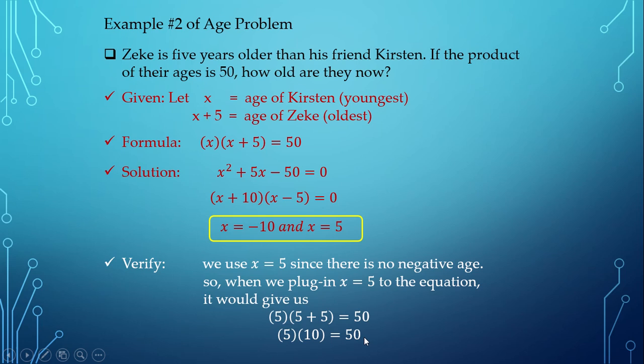So check. So therefore, x is equal to 5 that we used, and this is representing the age of Kirstine as the youngest. So the age of Zeki is 10. Right? The age of Kirstine is 5, isn't it? Because we used positive 5. So if the age of Kirstine is 5, therefore the age of Zeki is 10. Okay, 5 plus 5 is 10.